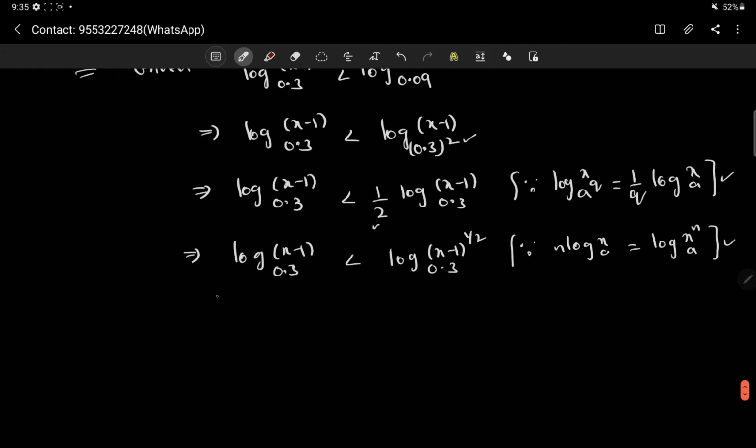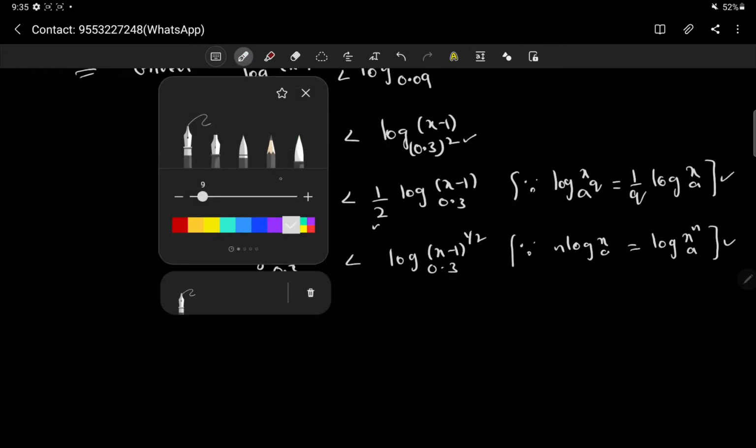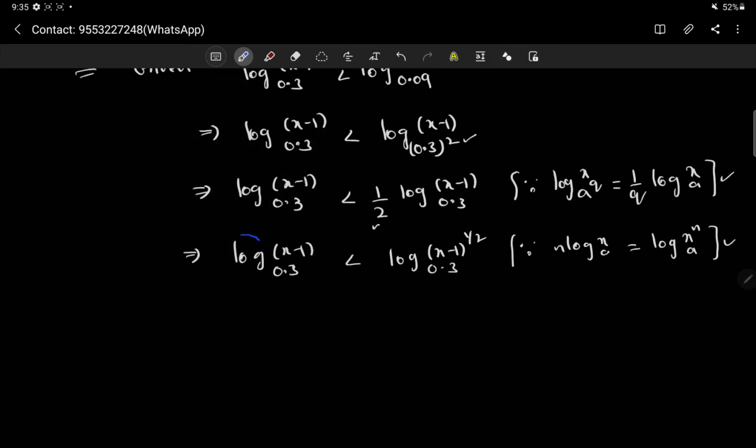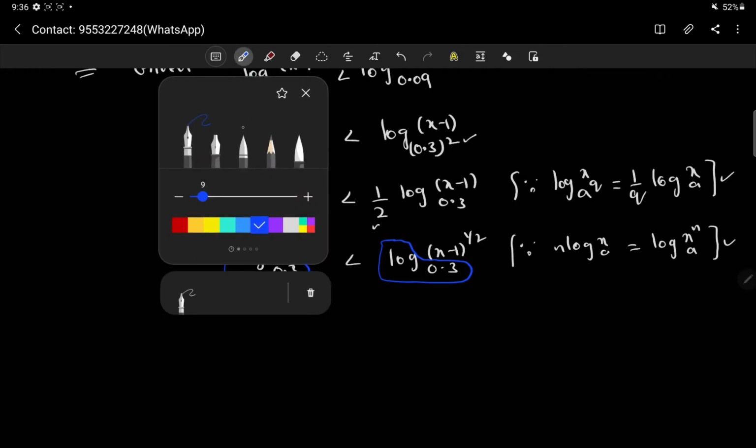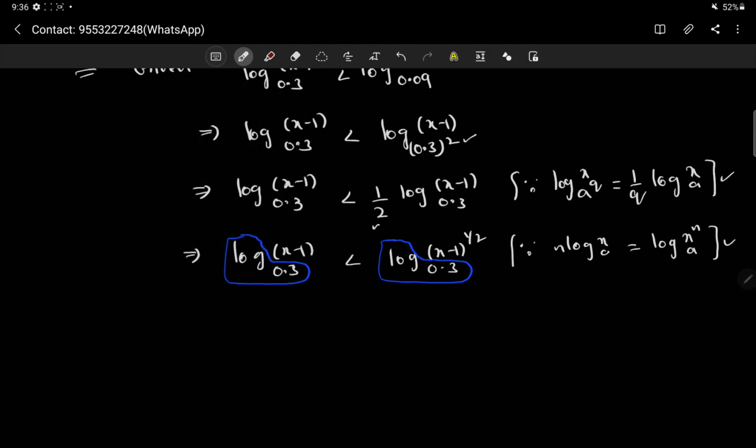So now you see here, this is a logarithmic function with base 0.3. So the base is less than 1. When the base is less than 1, on removing that function, the inequality will change. When the base is less than 1, that logarithmic function is a decreasing function. On removing that decreasing function, the inequality will change. Now we are going to change the inequality.